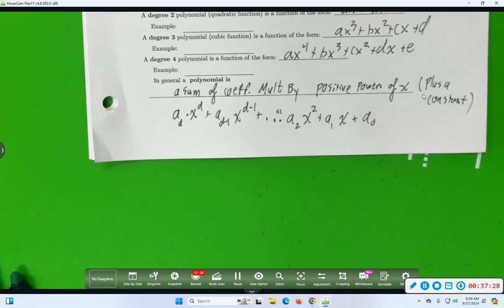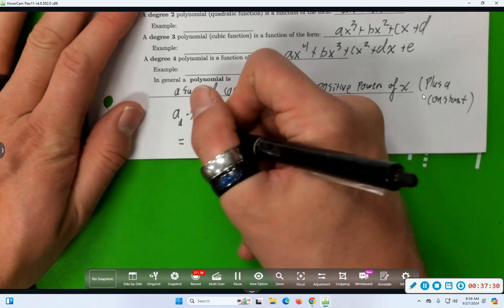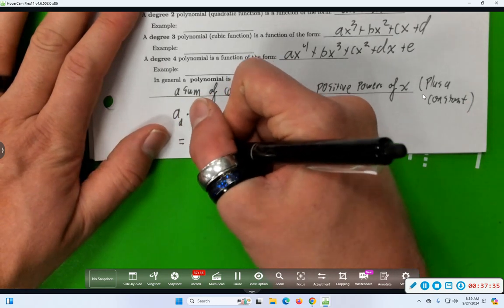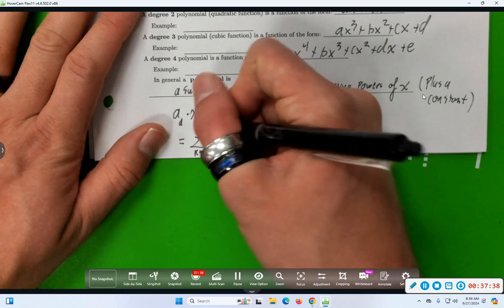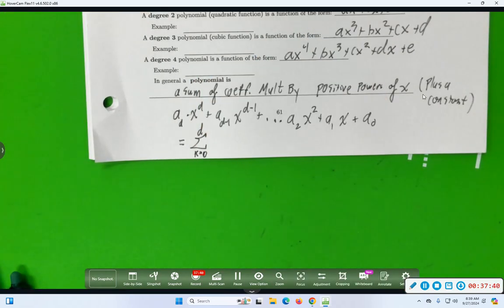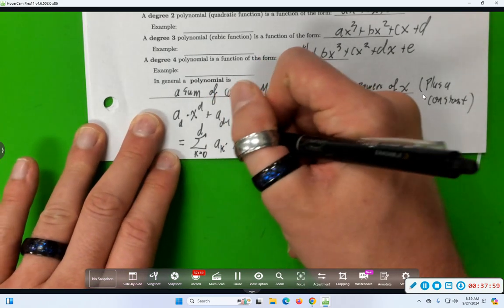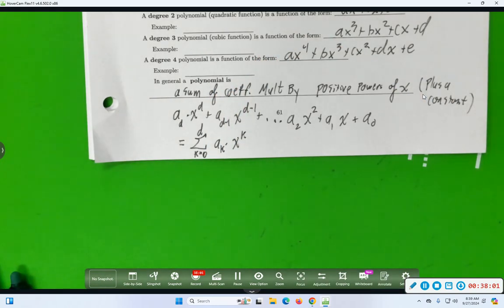And sometimes it's nice to have a more compact notation for that. So this is the sum from k equals 0 to d. The Greek letter sigma is chosen because it's the same as the first letter of the word sum. So the Greek letter sigma is used by mathematicians when they want to indicate a sum, indexed by some variable k that starts at 0 and goes all the way up to d, of a_k times x to the k. And that's just a more compact notation.